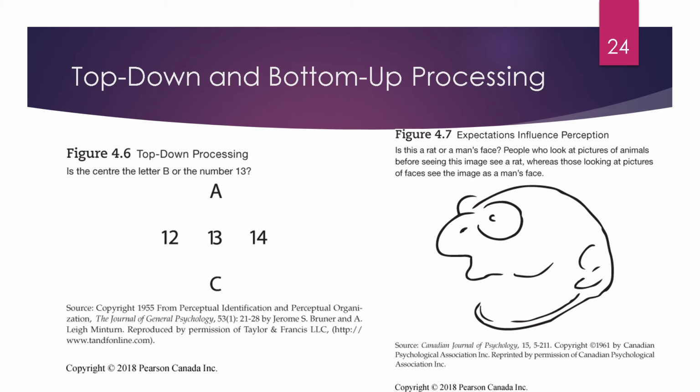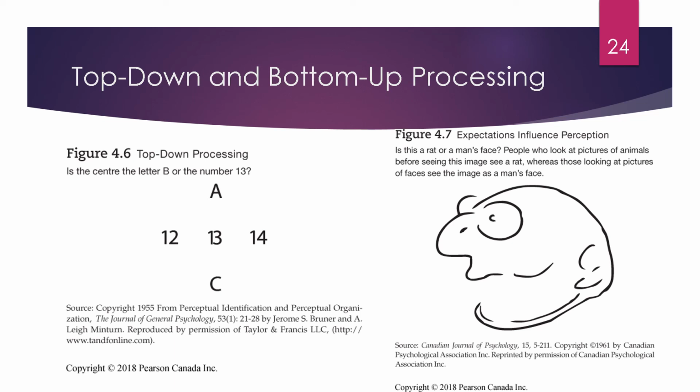Figure 4.7 is really interesting. This shows us how expectations can influence our perception. If I show you this picture and you have absolutely no context as to what's going on, you have no choice but to engage in bottom-up processing, which is basically taking all those individual lines that you see within this picture and fusing them together in some way, using that principle of closure to determine what it is you're looking at.